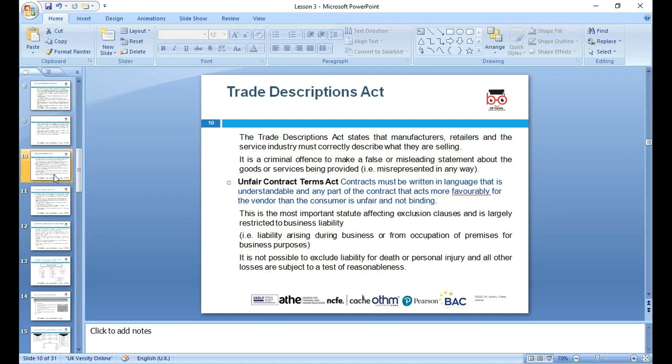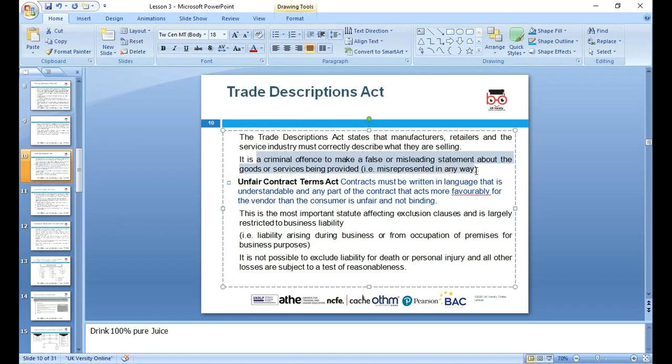Okay, next we're looking at the Trade Description Act. The Trade Description Act states that the manufacturer, the retailer and the service provider must correctly describe what they are selling. Think about a drink that claims to be 100% pure juice. If it's not, that is not right. You're telling a lie as a company.